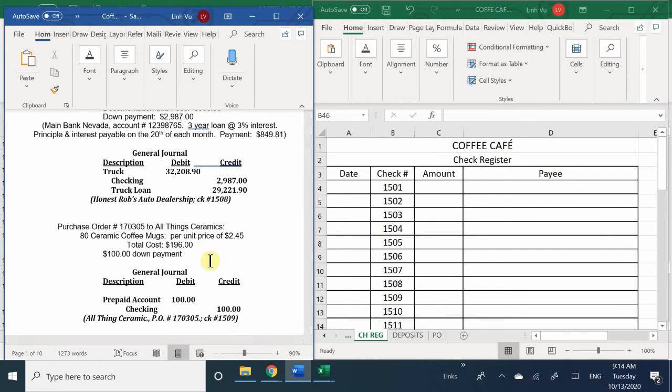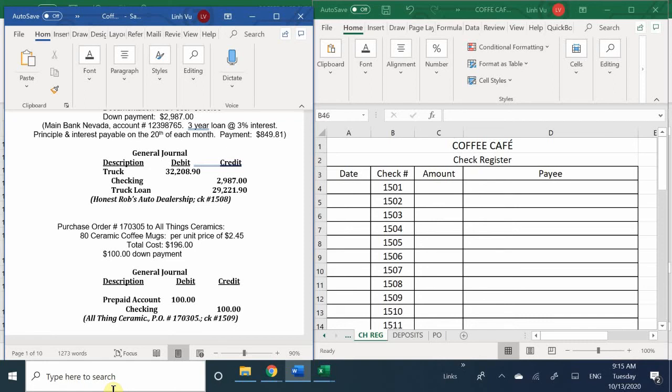Purchase order for 80 ceramic coffee mugs. Okay, so we decided to place a purchase order for our coffee mugs. So what do we do with this transaction? Put it in the purchase order, but keep reading. What else is required?